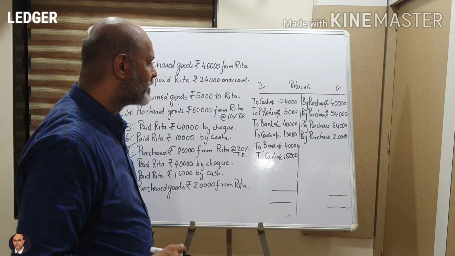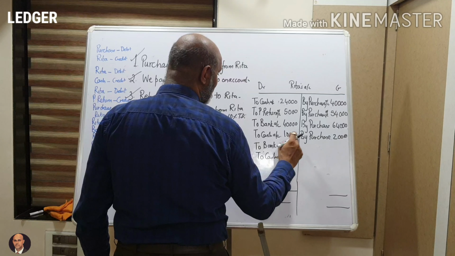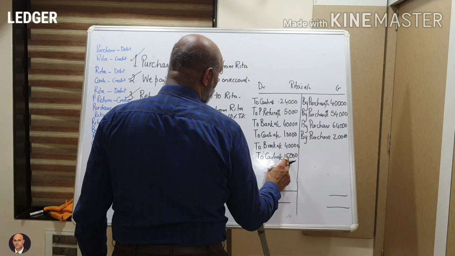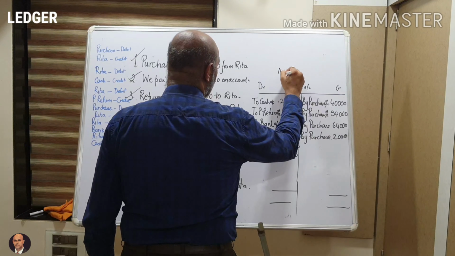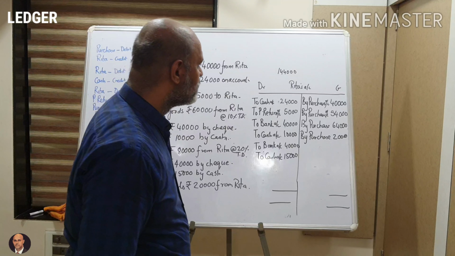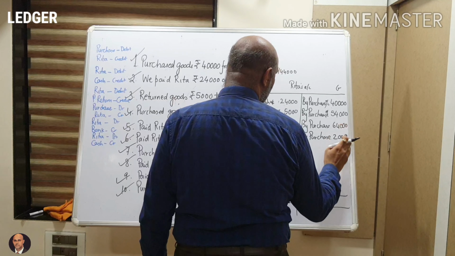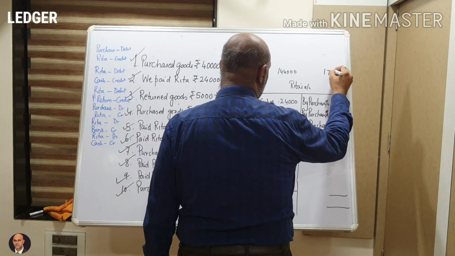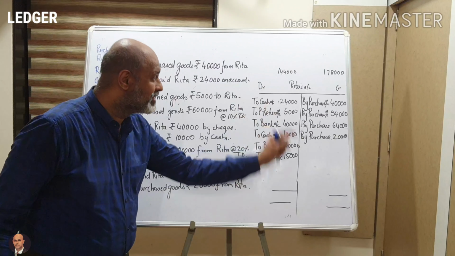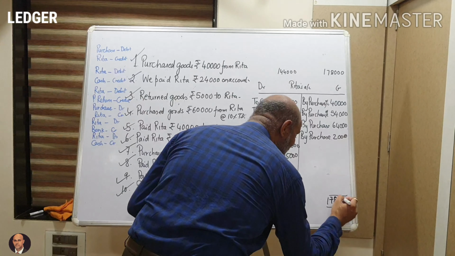Add up both the sides. I'm adding up the debit side first. 24, 5, 39, 79, 89. 89 plus 40, 129, 129 plus 15, 1,44,000. Let's see the credit side. The credit side is 40, 54, that makes it 94, 98, 158, 1,78,000. Of course, 1,78,000 is greater than 1,44,000. So I put 1,78,000 on both the sides.